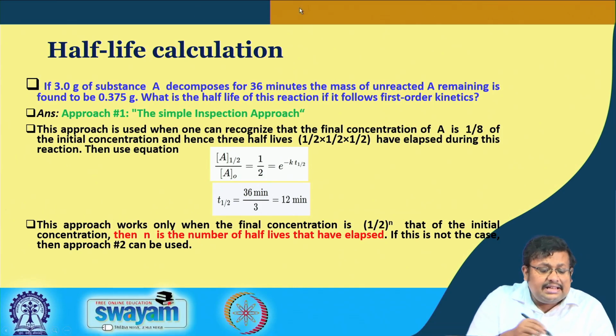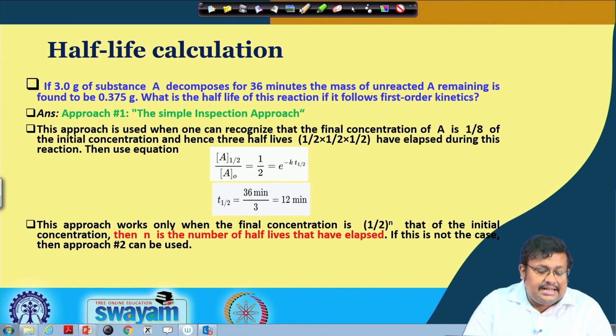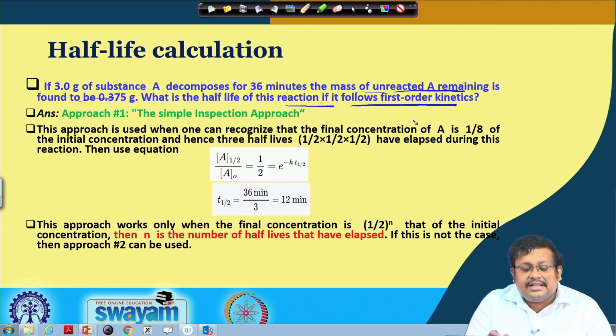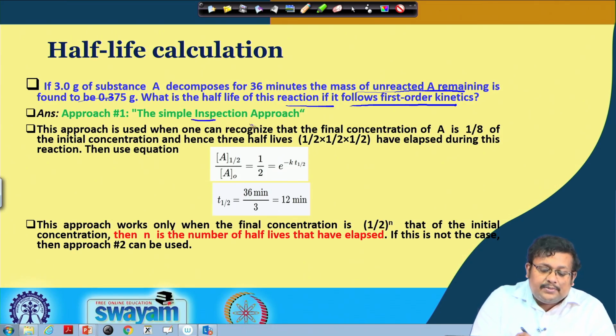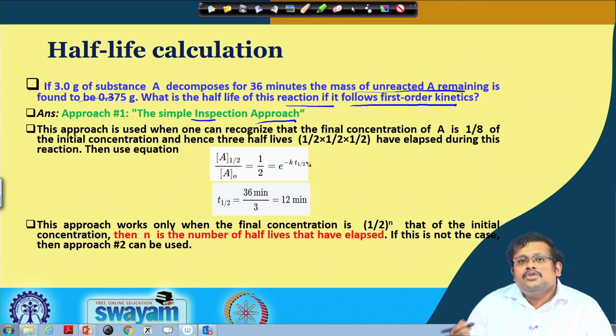Now, another question is, if 3 gram of substance A decomposes for 36 minutes, the mass of the unreacted A remaining is found to be 0.375 gram. So, what is the half life of this reaction if it follows first order kinetics? Now, we can solve this using two approaches. The first approach is known as the simple inspection approach, and the second approach is known as the brute force approach. We will see the brute force approach in the next slide. However, in this slide we will see the simple inspection approach.